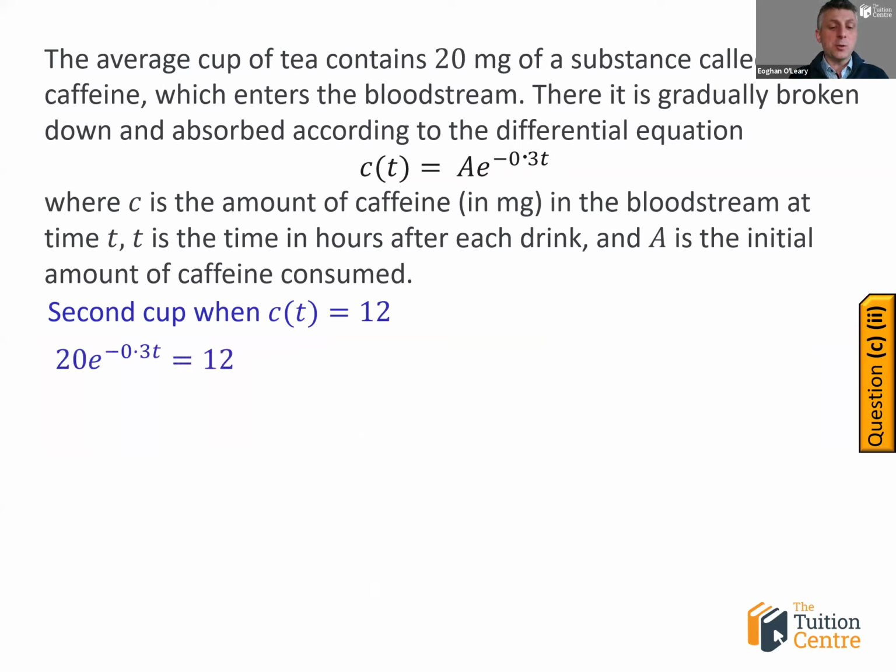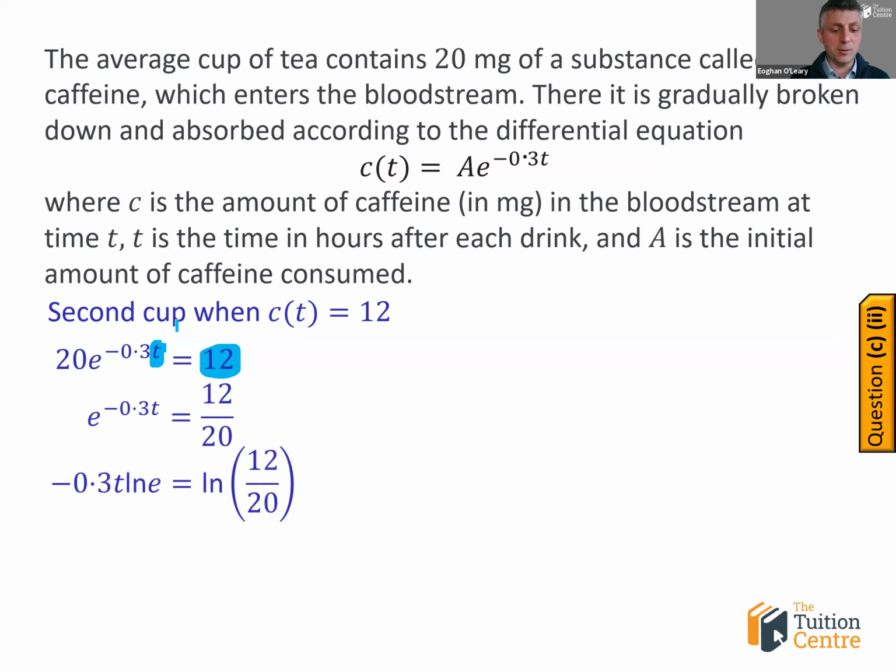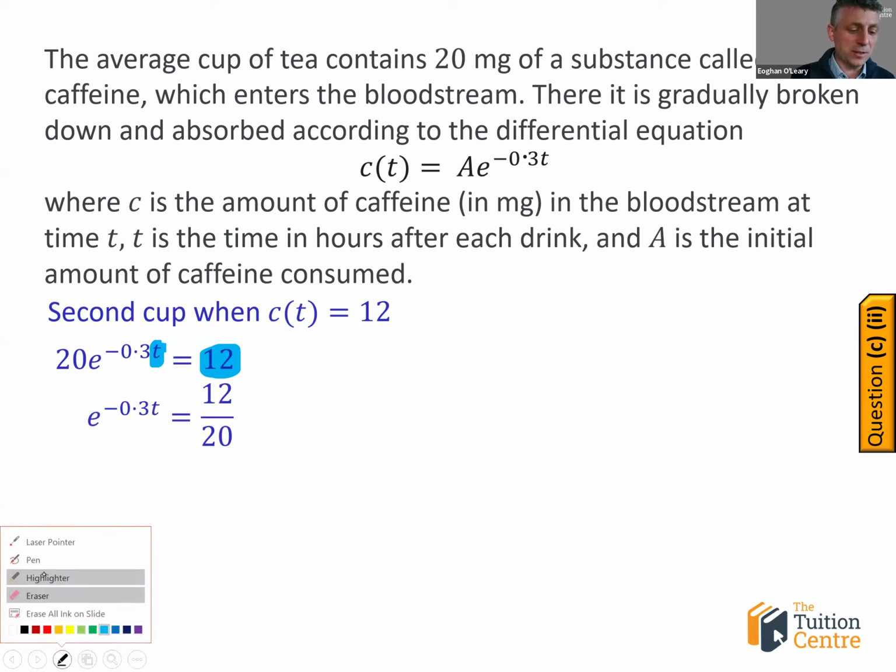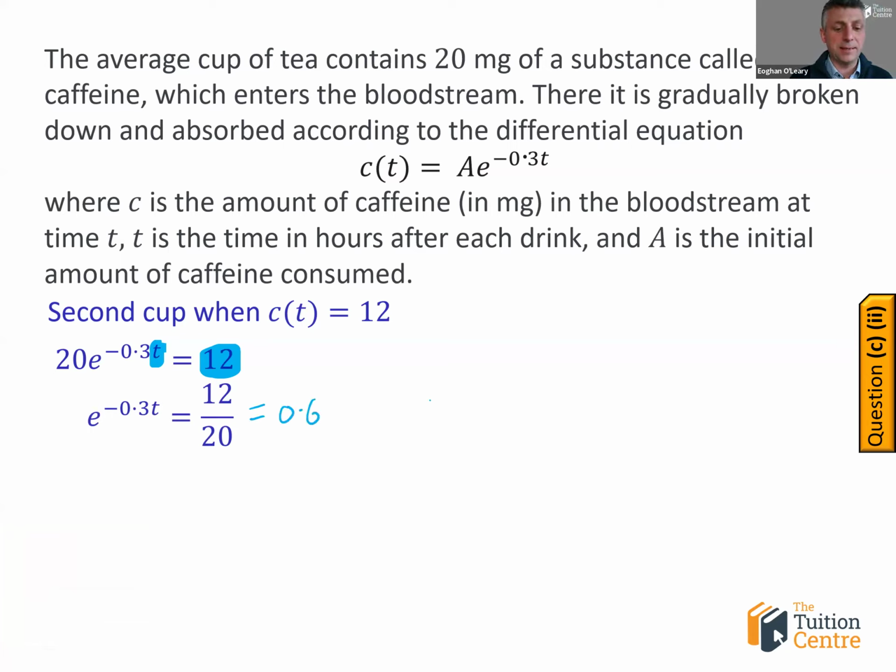So again, this is very similar to the question we did earlier. Our answer is 12. That's like our output of the function, and we must find our input, which is t. You're going to divide across by 20. So you could simplify that down if you want to 3/5, or 0.6. And a lot of students, that's just a small tip, do find it easier to deal with that in decimals.